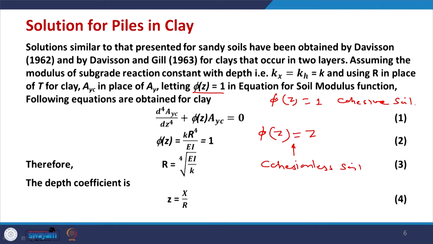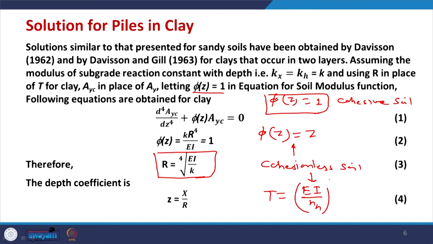Once you have the equation of motion, when considering only the lateral load without moment, you have Ayc, and the equation of motion can be written using equation number 1, and equation number 2 is nothing but phi z equal to 1. When you have phi z equal to 1, kr to the power 4 by EI equals 1. As a result, finally you end up with the value of R, which is the relative stiffness factor for this case. If you recall, for cohesionless soil, the relative stiffness factor was T, which was given by EI divided by eta h to the power 1 by 5.